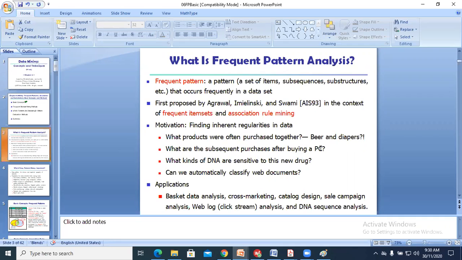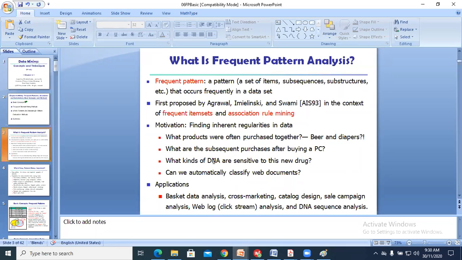Either it will be software, a printer, or antivirus software. So there are different possibilities: if you buy a PC, you will buy software for it, or you will buy antivirus for it, or you will buy a printer after buying a PC. So there are some subsequences which are followed for the purchase of products.